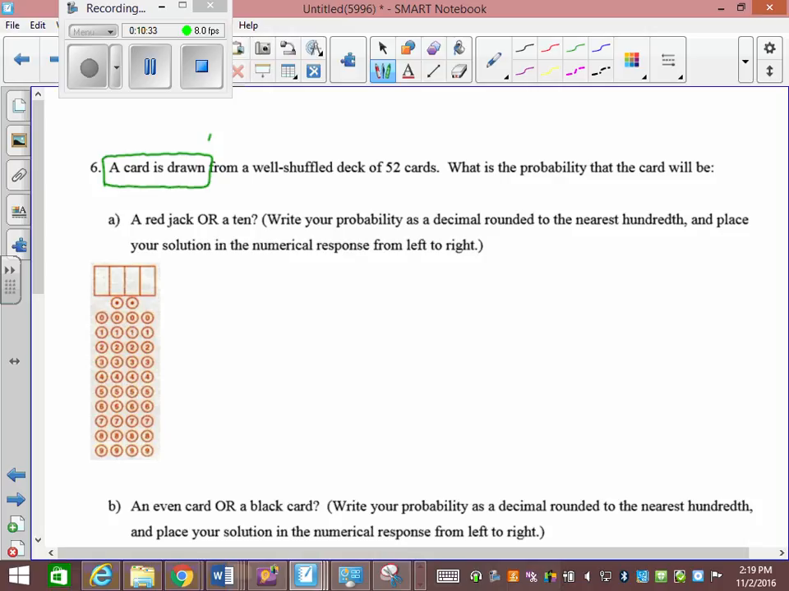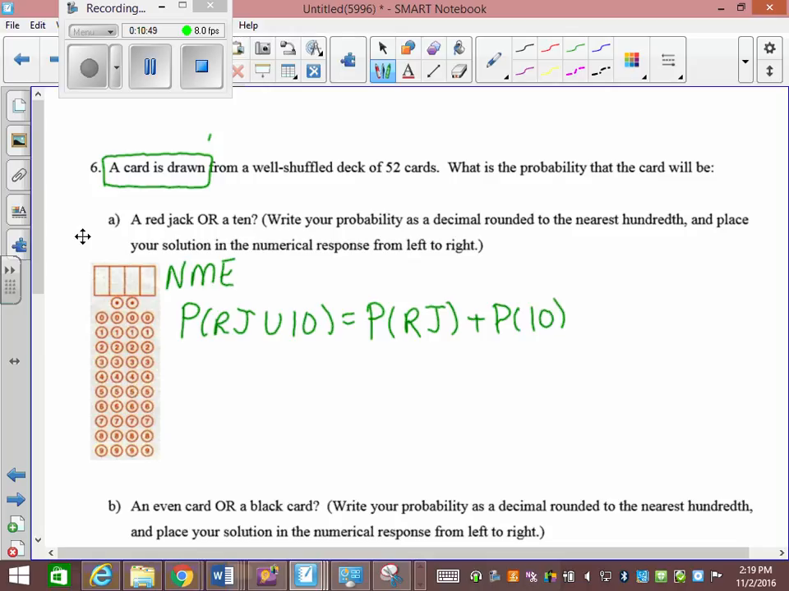So if there's no overlap, I use the not mutually exclusive formula, which is the probability of a red jack or a 10, which is just the probability of a red jack plus the probability of a 10. Sorry, these are mutually exclusive. If they were not mutually exclusive, I'd subtract where the red jacks and the 10s overlap, right? I have to remember to subtract off the probability of a red jack and a 10. But I don't have to because these are mutually exclusive.